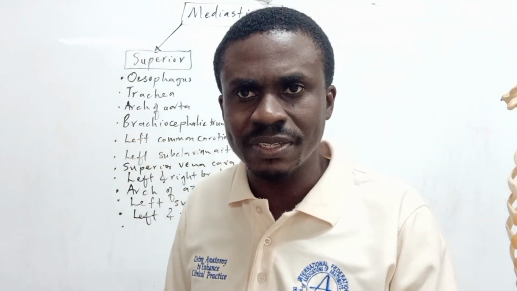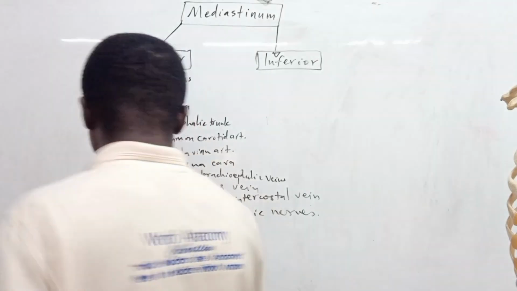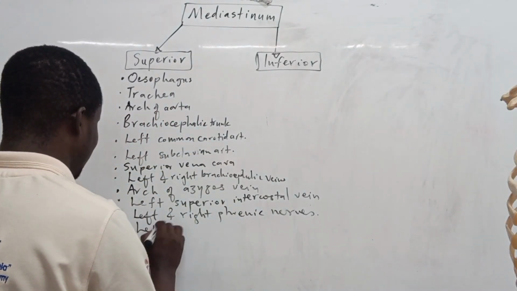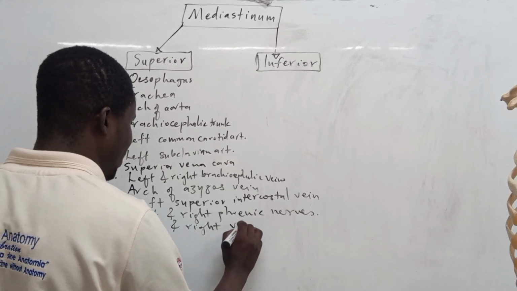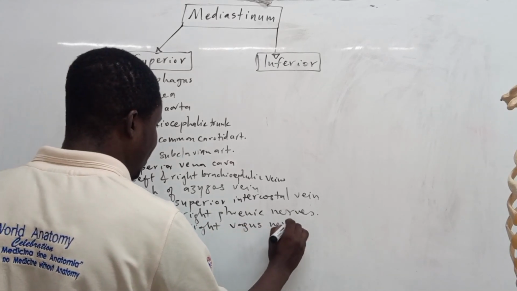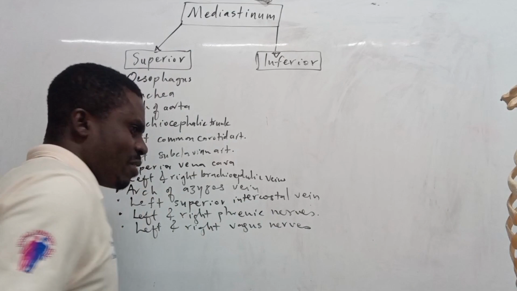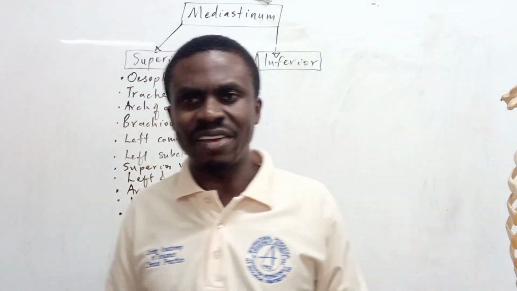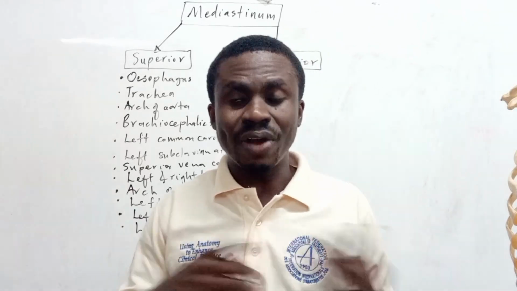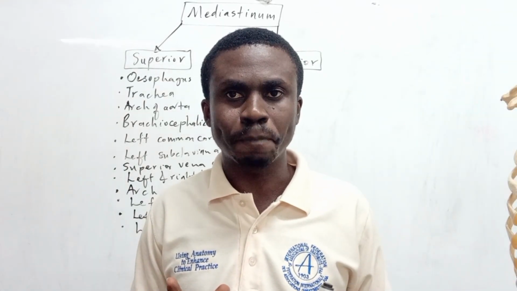No? The vagus nerves. Yes, also that one too, we put it down. The left and right, mainly that of the left. Vagus nerves. Now remember that the vagus nerve is the longest cranial nerve. That's the 10th cranial nerve, the longest cranial nerve we have in the human body.